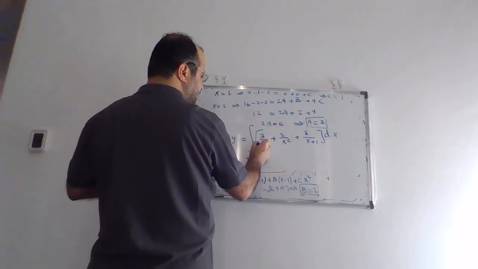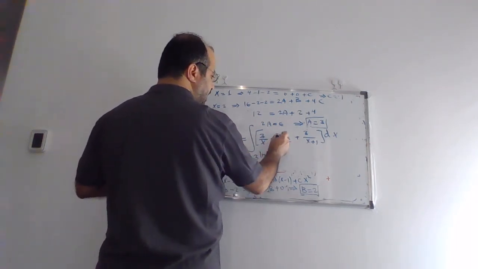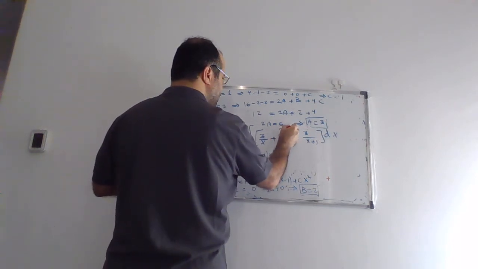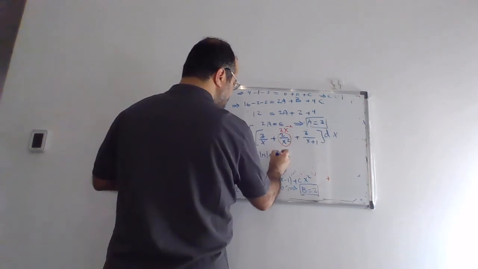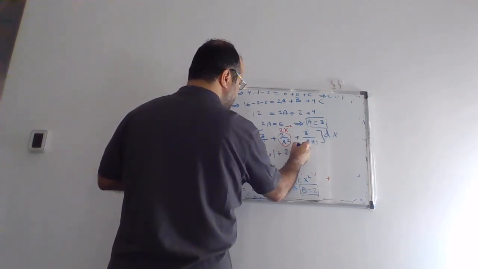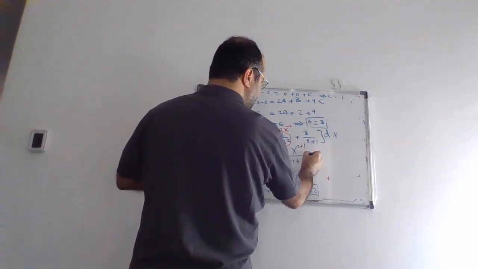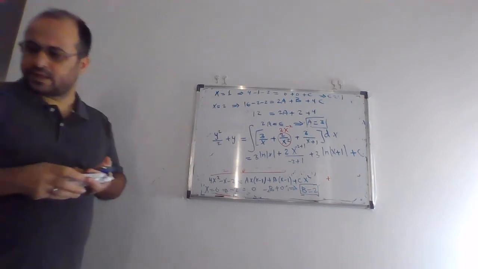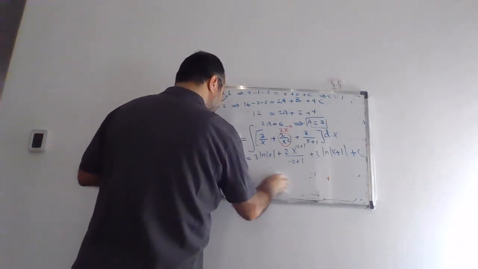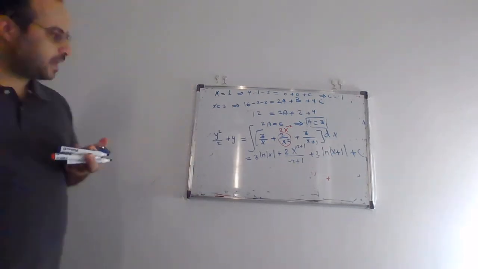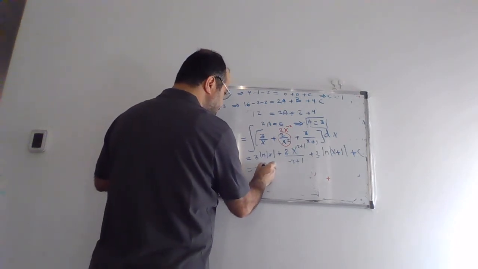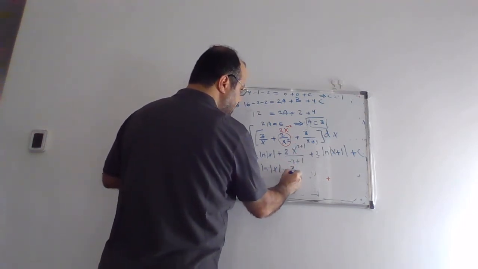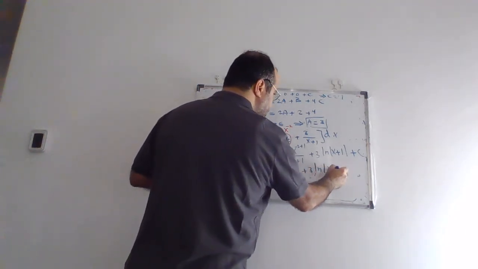If you want to integrate 3 over x, then it is 3 ln absolute value of x. And if you want to integrate 2 over x squared, just imagine this is 2x to the minus 2. Now you go with the power rule: 2 times x to the power minus 2 plus 1, over minus 2 plus 1, right? And here you get 3 ln absolute value of x plus 1, plus c. We are almost there. So this is 3 ln absolute value of x, minus 2 over x, and the last thing is 3 ln absolute value of x plus 1, plus c.